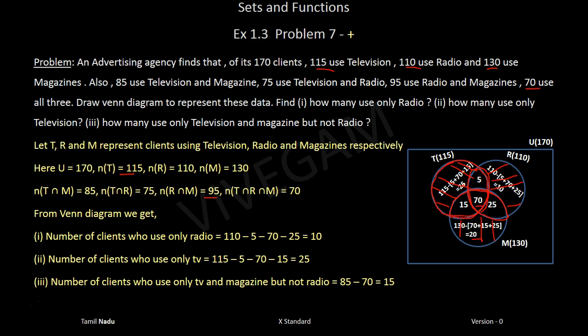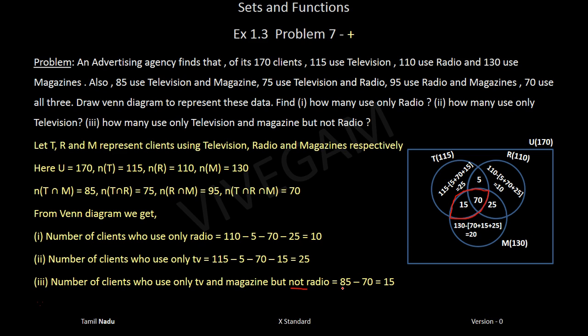So what we'll have to do is that, let me just get a clear diagram, 1 second. Okay, this is better, isn't it? Now I've removed all those things. So here it is asking us the number of clients who use only TV and magazine but not radio. So what is TV and magazine? It is this area, right? It is this area, TV and magazine.